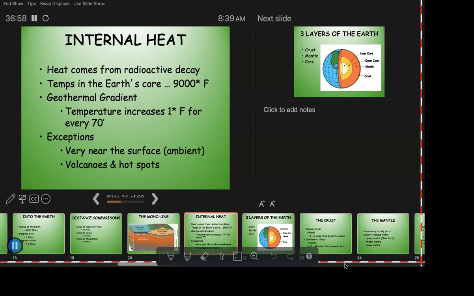Another exception are something called hot spots. A hot spot is when we have a pool of magma unusually close to the surface. Yellowstone is a great example of a hot spot. It keeps all that water boiling and the geysers geysering and all that neat stuff over there. And sometimes the hot spots work their way all the way to the surface, and then we call them volcanoes. And that, by the way, is how we figured out rather early on that the Earth isn't solid all the way through. Because it leaks quite frequently.